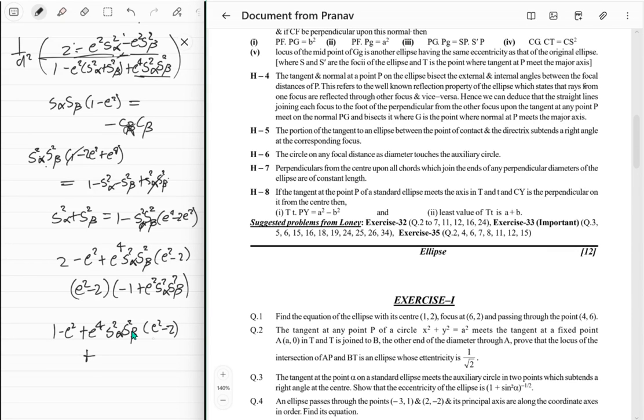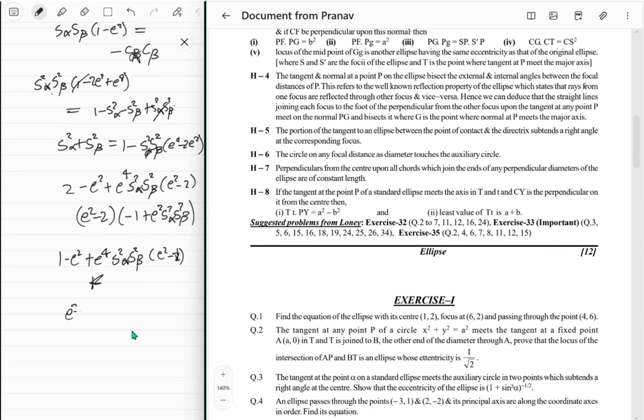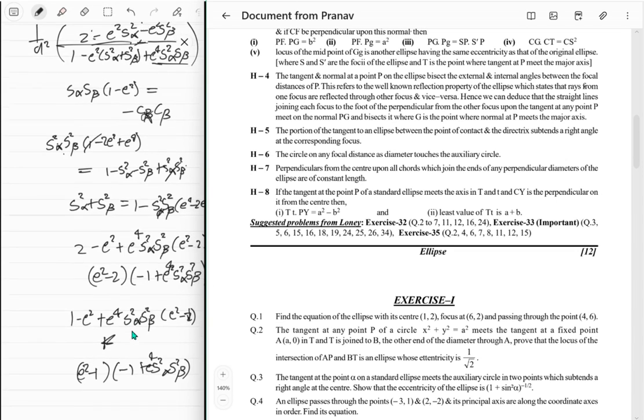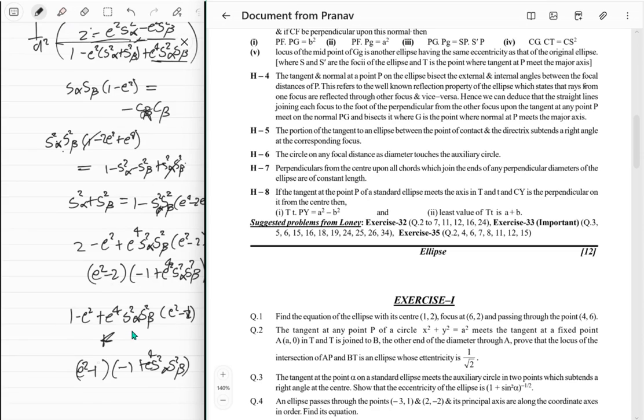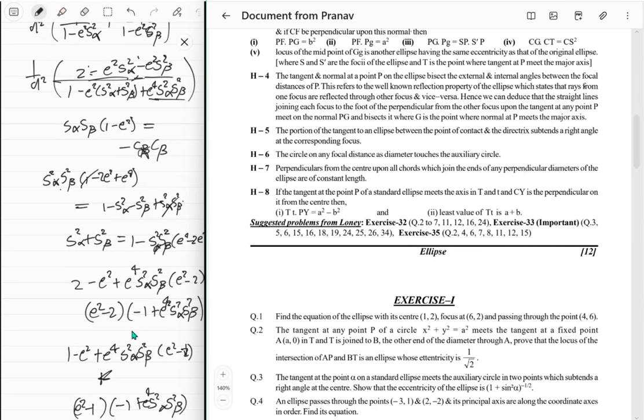So what's that going to do? It's going to make this minus 1. Yeah, it's like e square minus 1 times negative 1 plus sine square alpha, sorry, e square, e power 4. Yeah, right, that's also supposed to be e power 4, because e power 4 sine square alpha sine square beta. So yes, it does cancel out, but you can see what we had to go through to actually get this. So it's e square minus 2 upon e square minus 1 in this case, right?